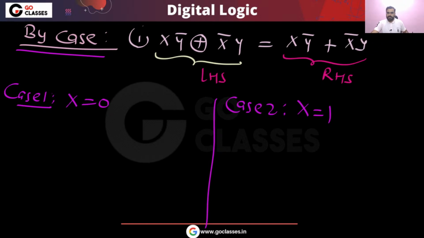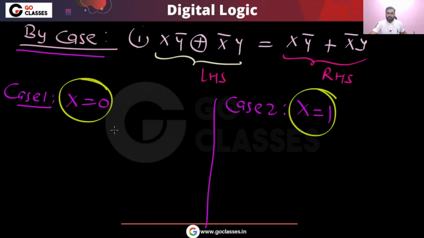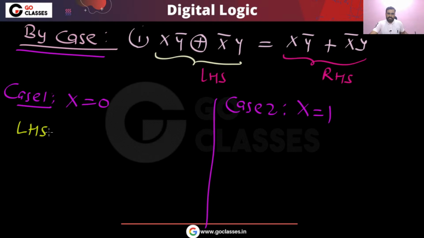So let me just do it. This is the question. Now one case is x equal to 0, another case is x equal to 1. Only these two cases are possible, because x is a Boolean variable and can take only two values, either 0 or 1. Now when x is 0, what is LHS?